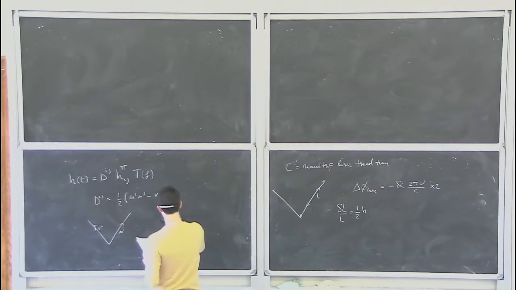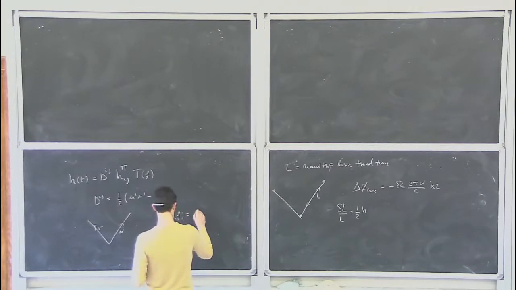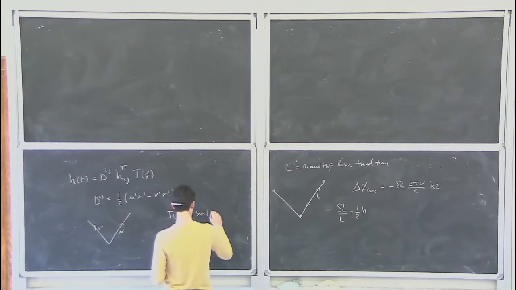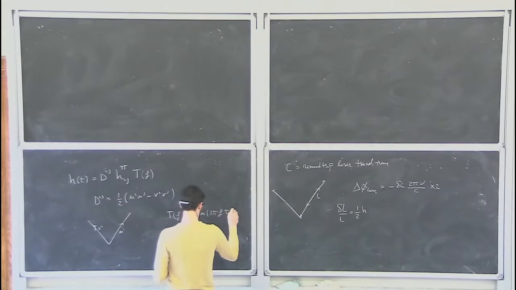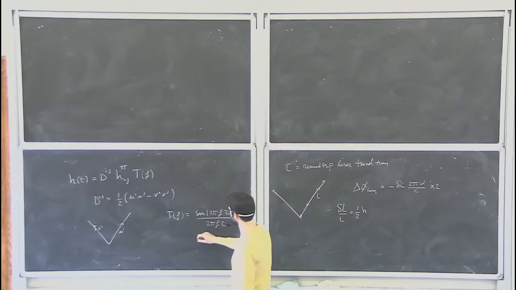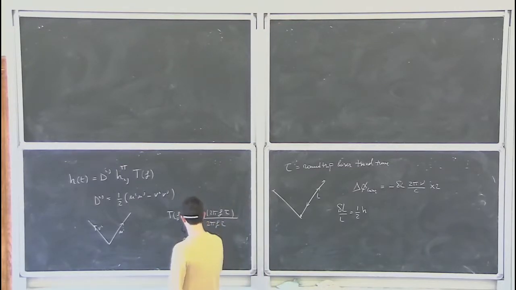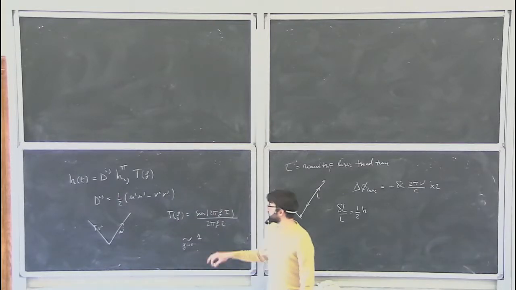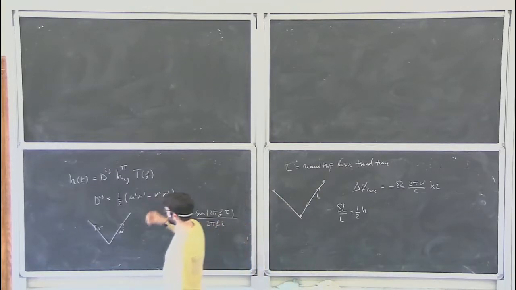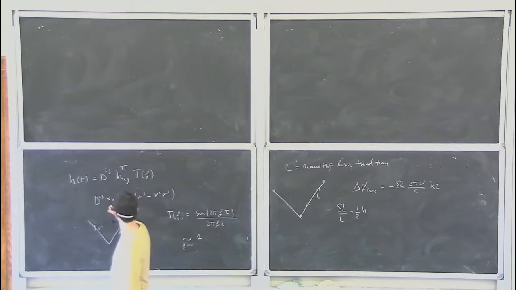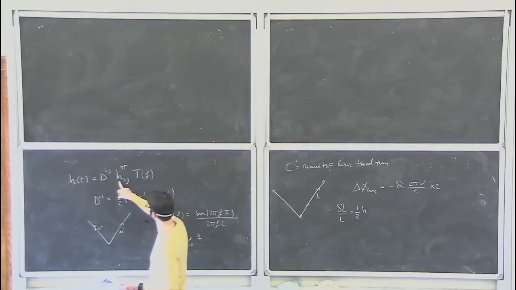And this transfer function T of f, remember, was sine of 2 pi f tau, where tau is again the round trip travel time of the laser, divided by 2 pi f tau. And in particular, in the low frequency limit, for f going to 0, this goes to 1. So this is why normally you don't see this transfer function in textbooks, where you're only concerned with this 1/2 h term.